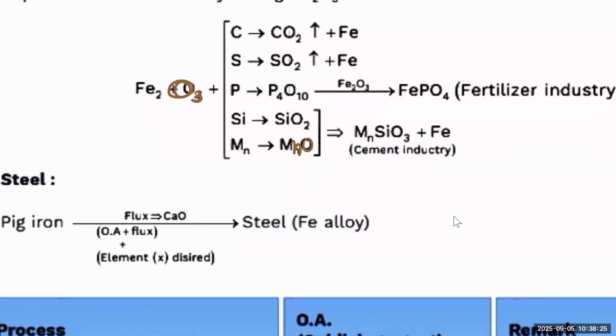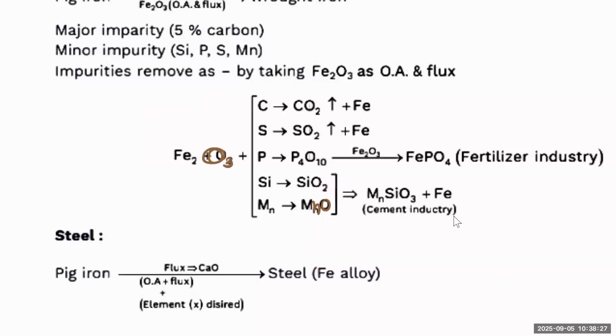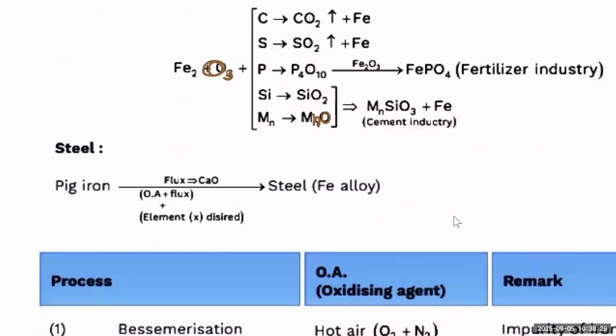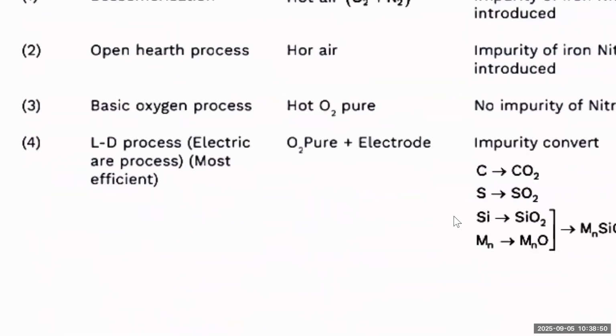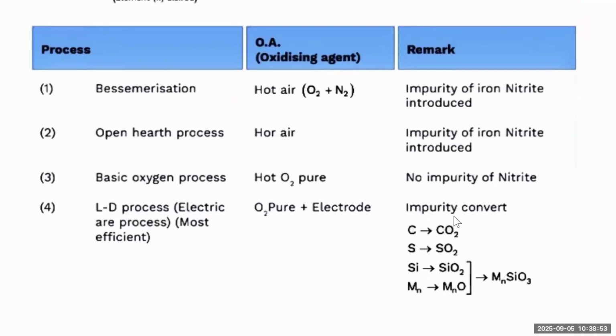And if you do not want to convert them into wrought iron, directly pig iron, if you use it with some flux, and whatever element you desire to add, maybe chromium or nickel or cobalt, you add it with the right percentage, then you can get steel. These are the processes, just in case you wanted to check once.